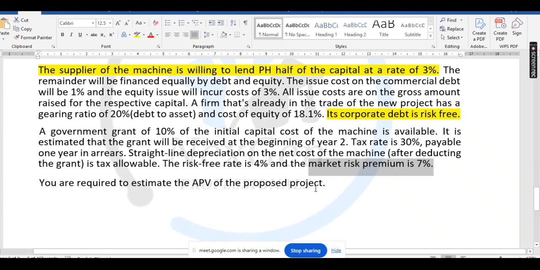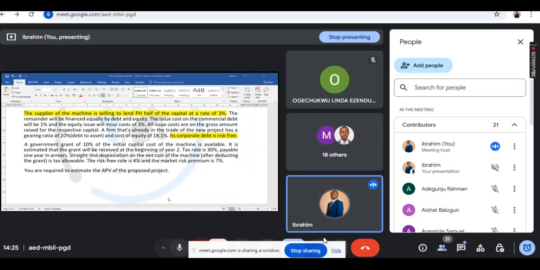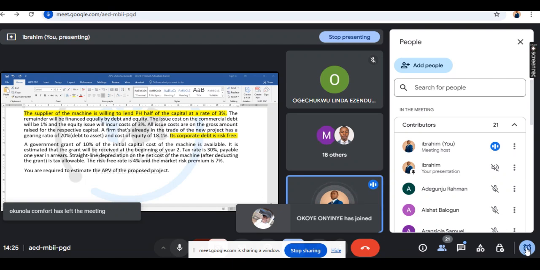You are required to estimate the APV of the proposed project. Class, we must complete this question today, right? You are required to estimate the APV of the proposed project. So class, are we good now? Can we start?